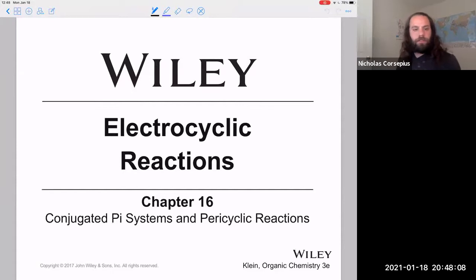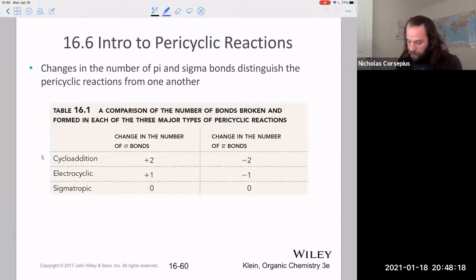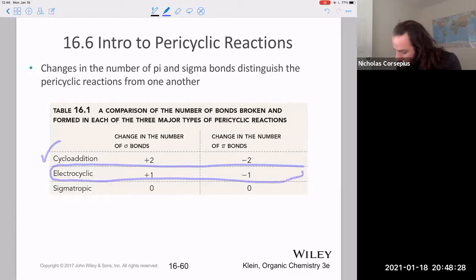All right, so now we're going to continue with our next set of pericyclic reactions here. This is called the electrocyclic reactions. So we did cycloadditions last lecture. Those were these Diels-Alder reactions. Electrocyclic reactions are where we're going to lose one pi bond, but gain one sigma bond, okay?